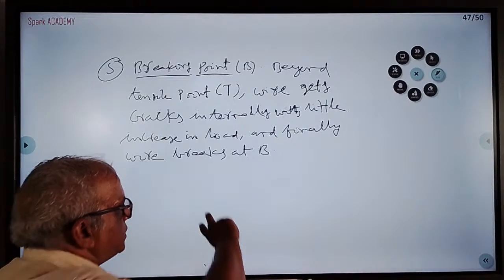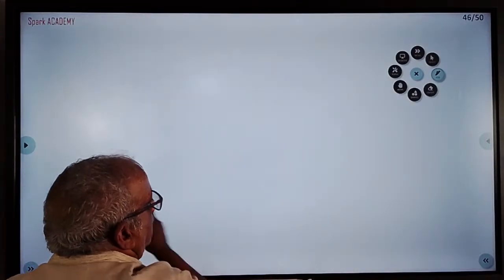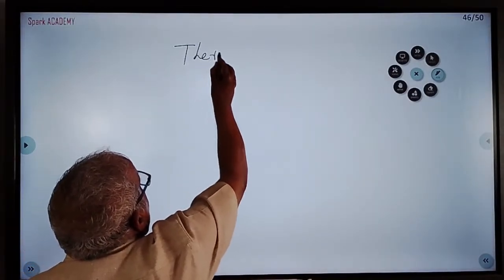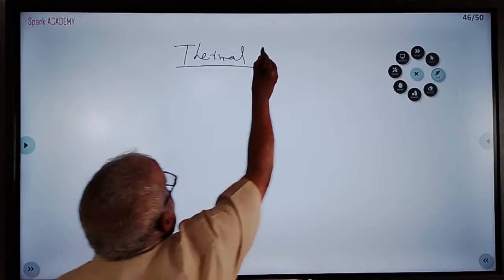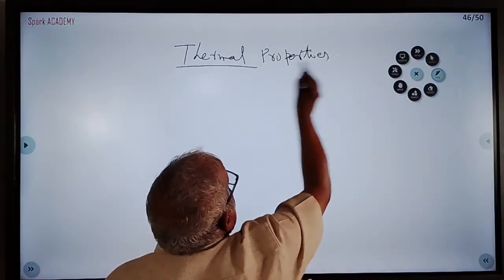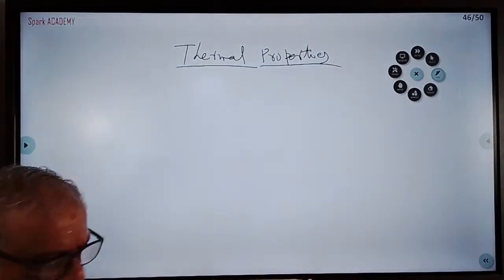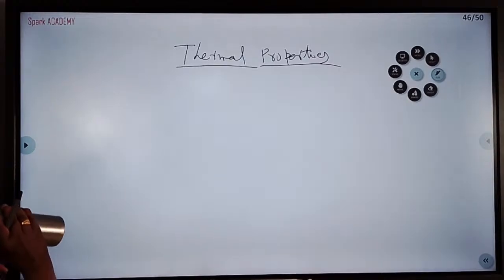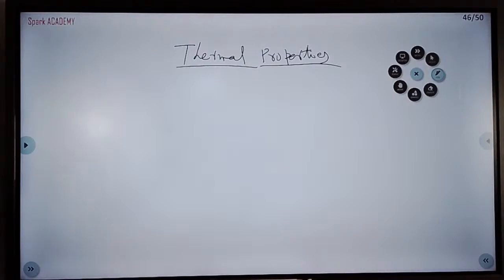I am going to the next question, short questions. The next chapter is thermal properties. Thermal properties, short questions. There are 3 important questions in thermal properties.